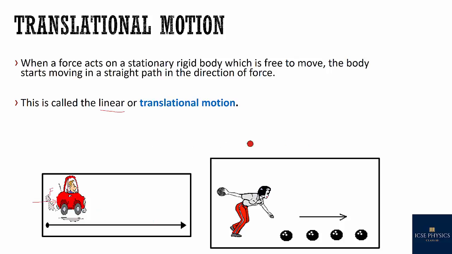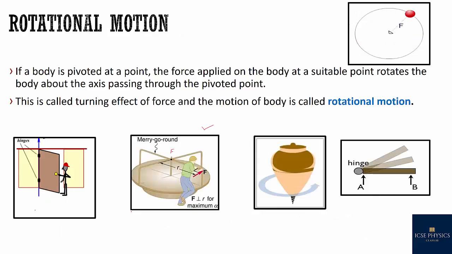When a body is free to move and it moves in the direction of application of force in a straight line, it is known as translational motion or linear motion. Now, second, what is rotational motion? If a body is fixed at a point, the force applied on the body at a suitable point rotates the body about the axis through the fixed point. Then that motion of the body is called rotational motion, and the force produces a turning effect, and that turning effect of force is known as moment of force or torque.